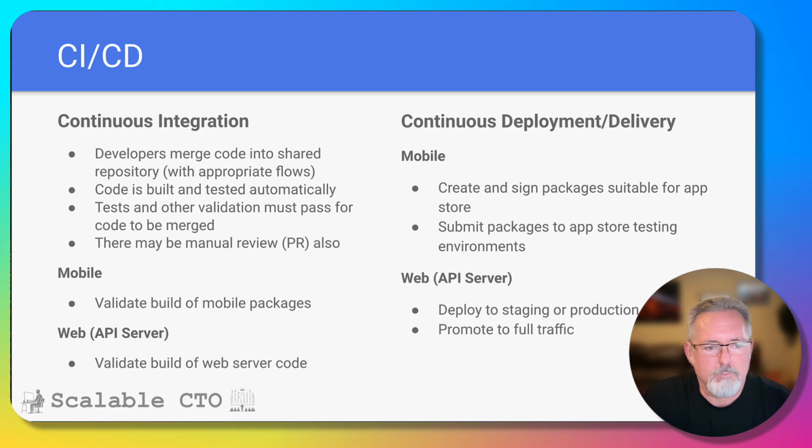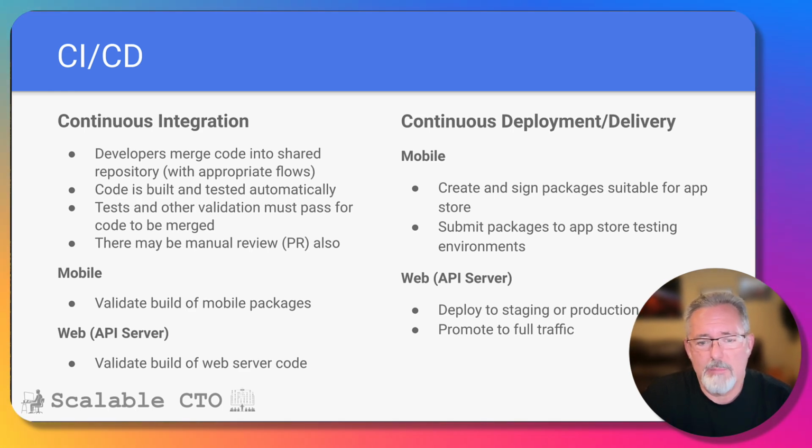And then on the continuous deployment delivery for mobile, we want to be able to create and sign packages for the app stores. And that can be kind of a bear to do automatically. There's a lot of moving parts. And we also want to be able to submit the package to the app store automatically. And then on the web server, we want to be able to deploy to staging or production, and we want to be able to do traffic management to be able to test those releases in production and then push traffic to those releases.